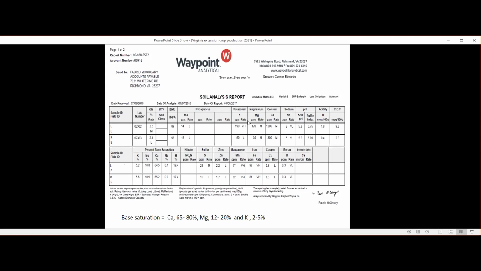And that's the take-home message I wanted to get across: you have to be looking at not just the base saturations, but also the concentration of these nutrients in the soil. People get tied into one, you lose focus on the other, and you're not going to end up putting out the correct fertilizer you need for your crop.